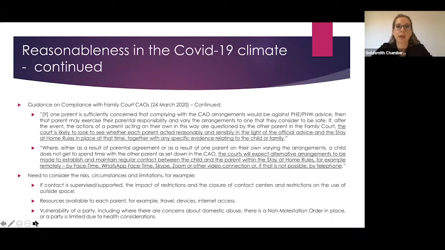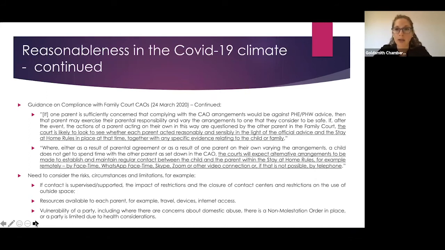So where you're looking at COVID-19 and the reasonableness of an excuse, it needs to be taken in a much wider context, and the court will be looking at the stay-at-home rules, any Public Health England guidance, any vulnerabilities in the home, and other matters that bring a much wider circumstance into consideration.